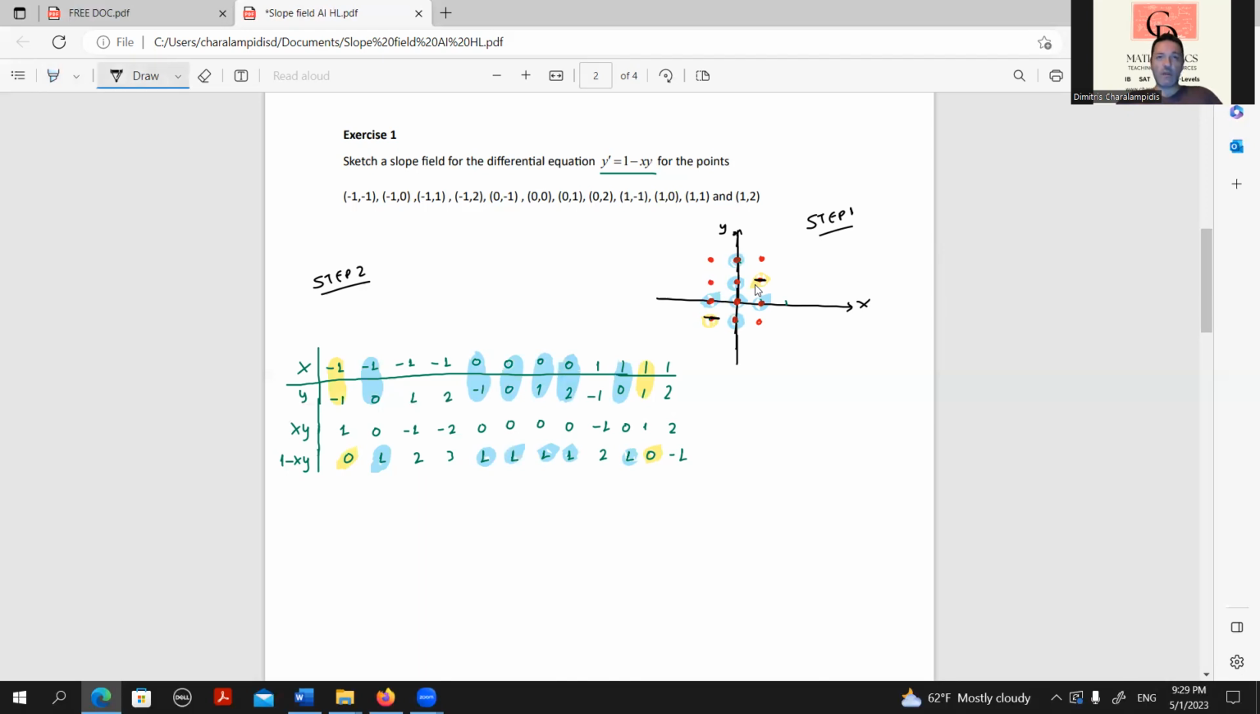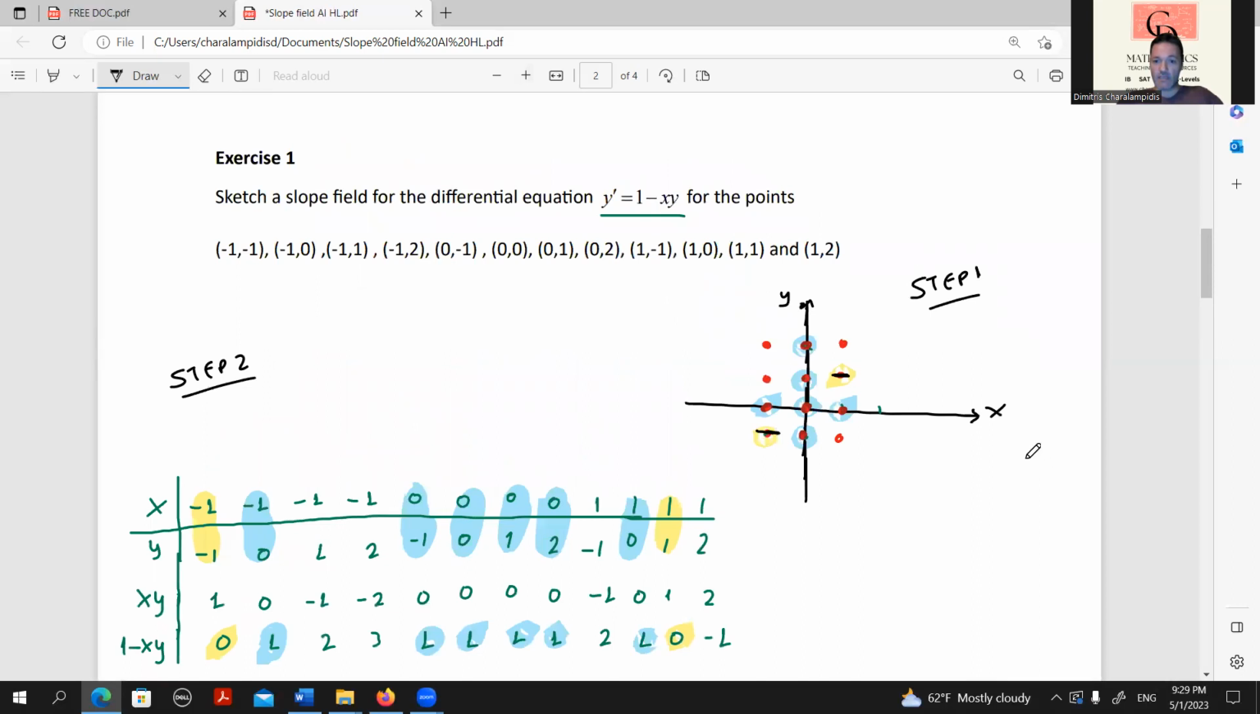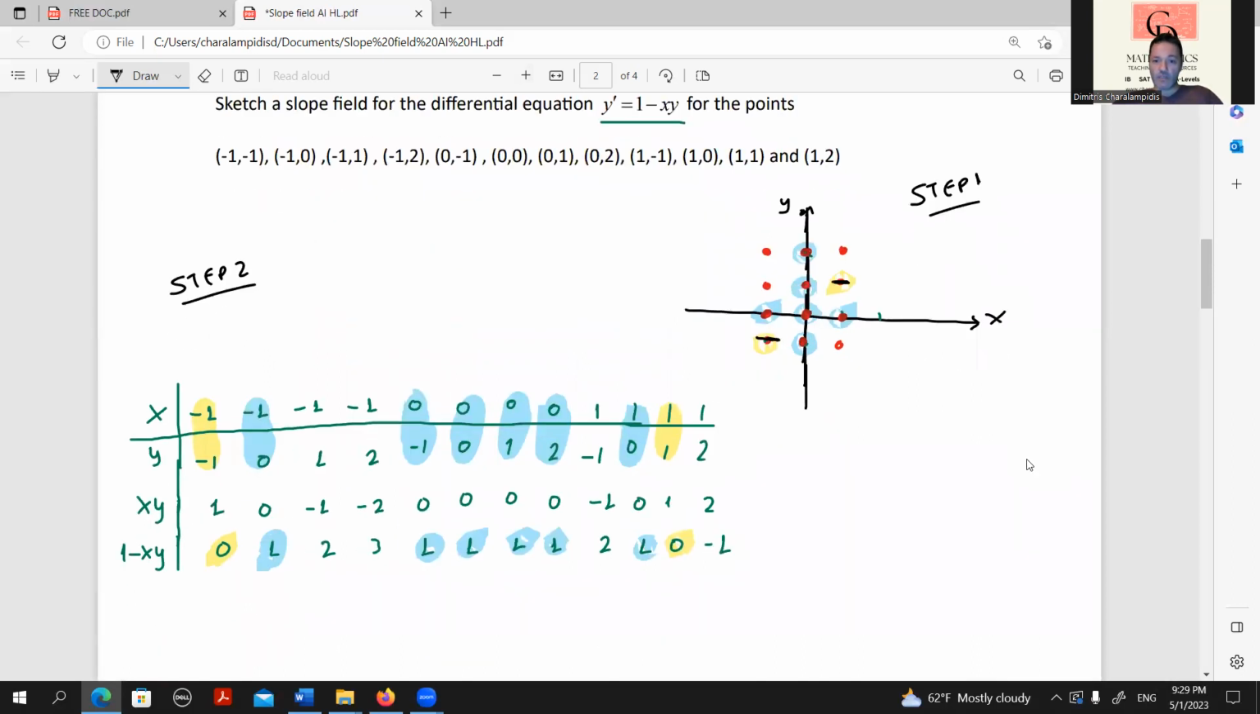A slope of 1, remember that the equation y equals x has a slope of 1. So the slope of 1, let me zoom in so that you can clearly see it. A slope of 1 could be this. They could go like that, like this, like this, like this, like this, and like that.